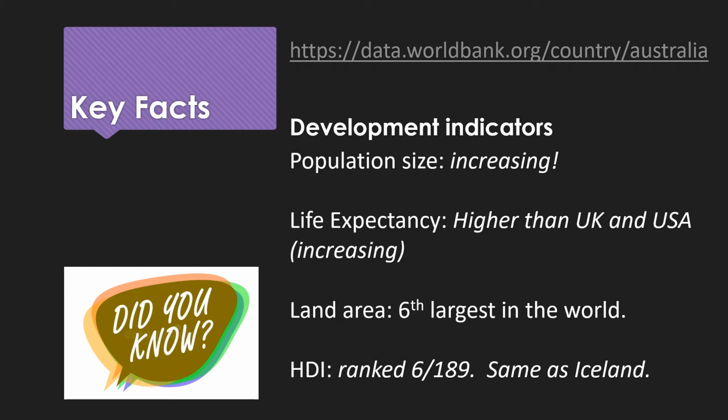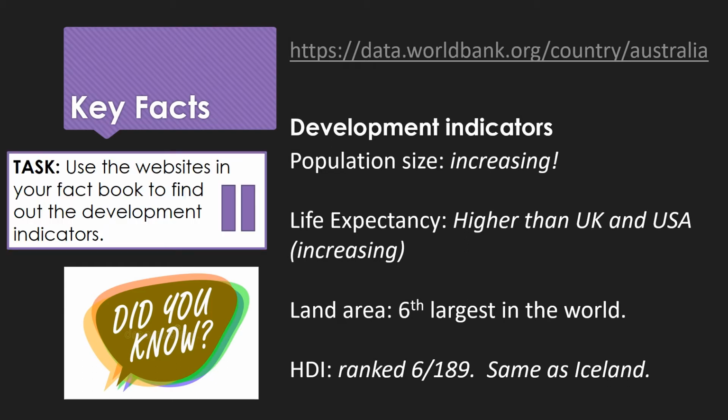Land area, as I mentioned, it's the 6th largest in the world, so a really, really big country. And in terms of its development ranking, it's ranked 6th in the world, and that's the same as Iceland. So really, really well-developed country is Australia. So using the website at the top, or if you've been using other ones for the other lessons, those that were mentioned in your fact book, find out all the other bits and pieces to fill in that section of your fact book.